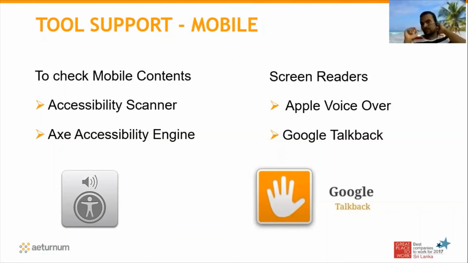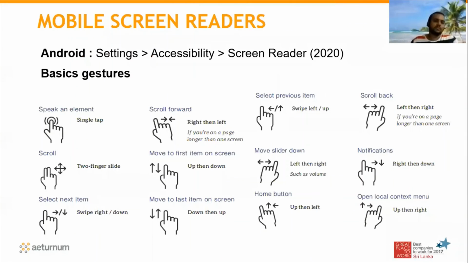Right. So for mobile screen readers, we have built-in screen readers for Android and iOS. For Apple, it's VoiceOver, and for Android, Google TalkBack. Those are built-in functionalities. So if you need mobile accessibility support, we have to turn on accessibility from the settings, and this is pretty much the same for Android and iOS.